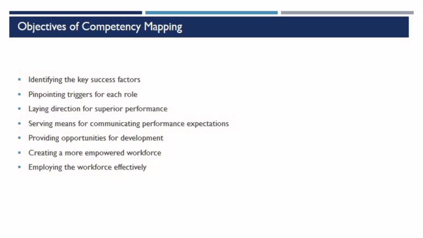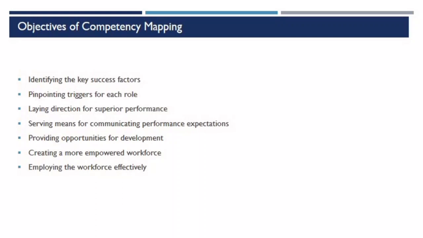The next is serving as a means for communicating performance expectations. Based on this competency mapping, we can identify the person's performance rate, so it serves as a means of communicating the performance expectation to the particular people. Next is providing opportunities for development. When one's performance is identified by this competency mapping, it provides an opportunity for their further career development also.